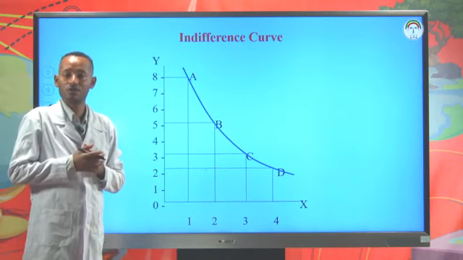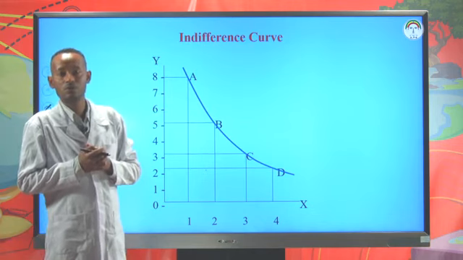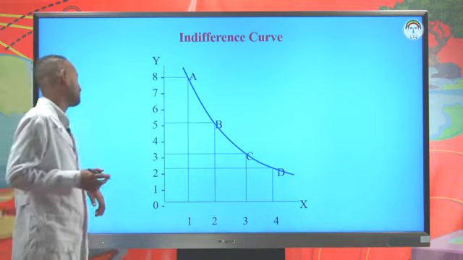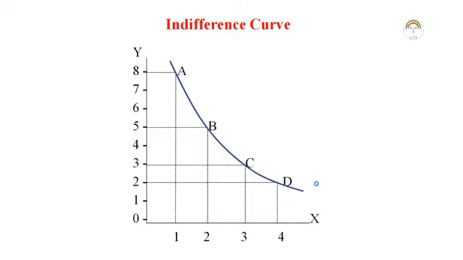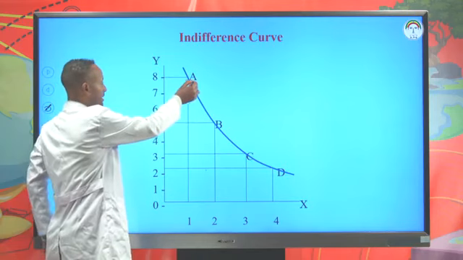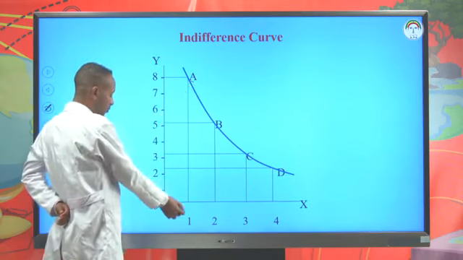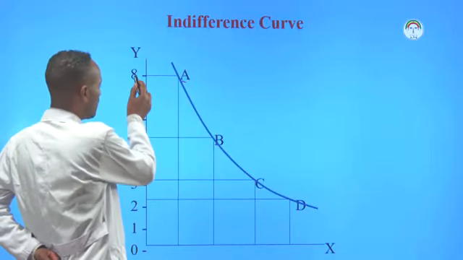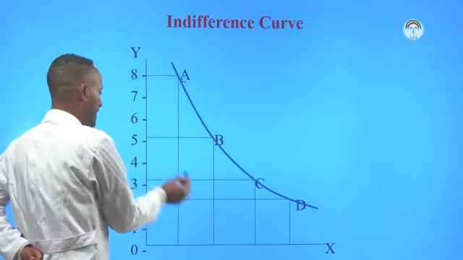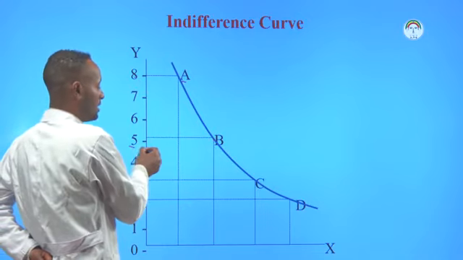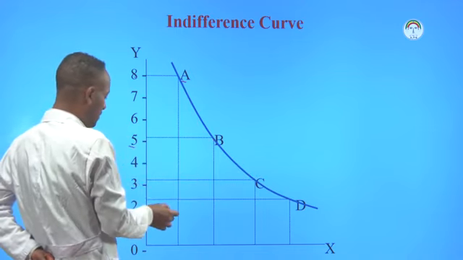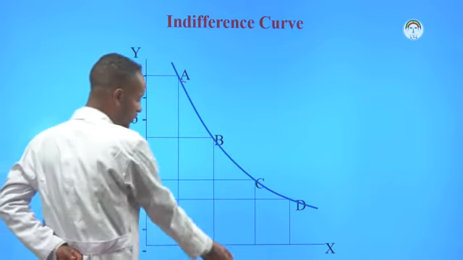The indifference curve shows the various combinations of 2 commodities that give a consumer an equal level of satisfaction. So this is the graphical presentation of the indifference sets. At combination A, the satisfaction that the consumer derives from 1 unit of X and 8 units of Y is equal to that of combination B, which is 2 units of X and 5 units of Y. Again, it is equal to the satisfaction he gets from 3 units of Y and 3 units of X.